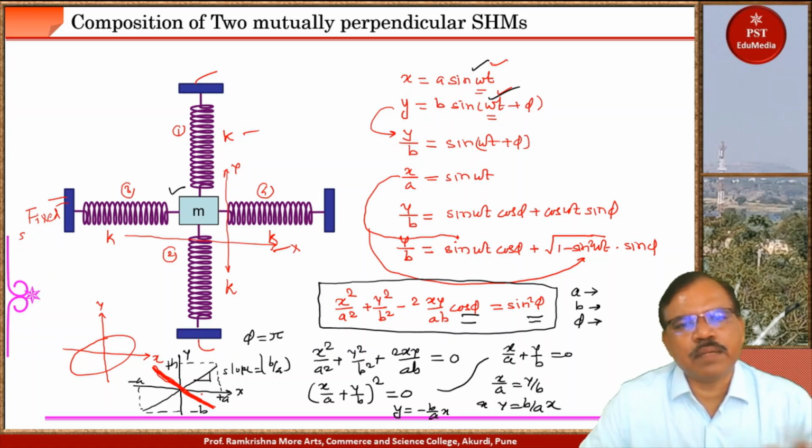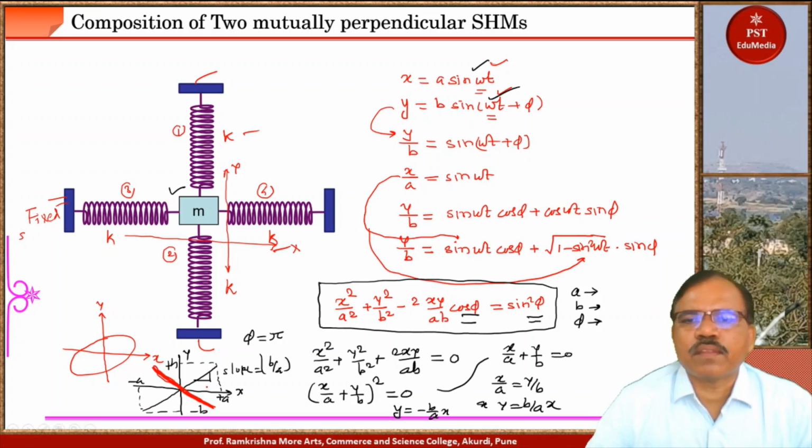And slope is either b by a or minus b by a, depending upon whether it is 0 degree phase difference or pi degree phase difference, pi radians phase difference. So here, this is composition for 1:1.